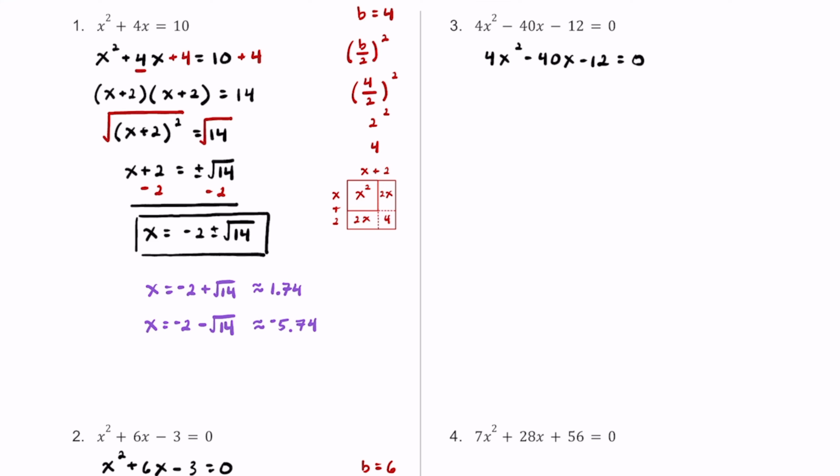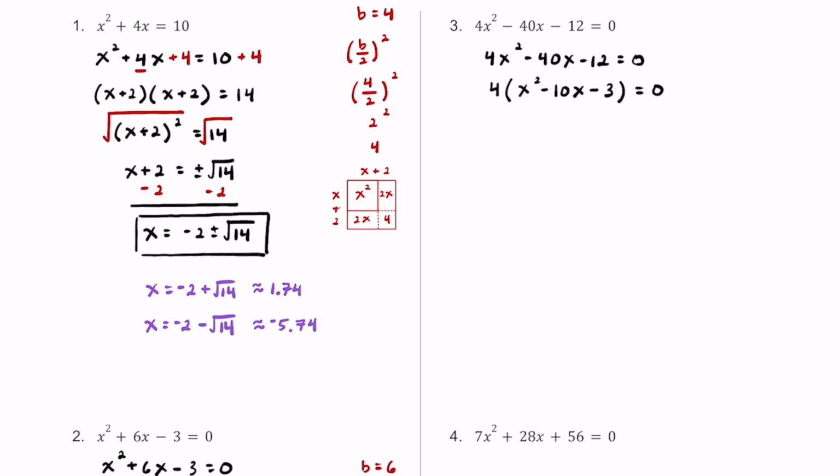Now, if you look back at problems 1 and 2, notice how they had a values of 1, so this was a little bit different. Here we have an a value of 4. Now, if we can factor out a GCF, we really want to try to do so. So in this case, notice how 4 is a common factor, or the GCF, for all three of these terms. So if we factor out a 4, we're going to get x squared minus 10x, because 40 divided by 4 is 10, and then 12 divided by 4 is 3, so we're going to have x squared minus 10x minus 3 is equal to 0.